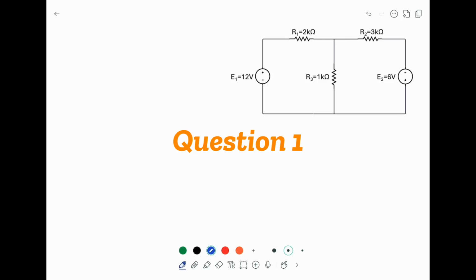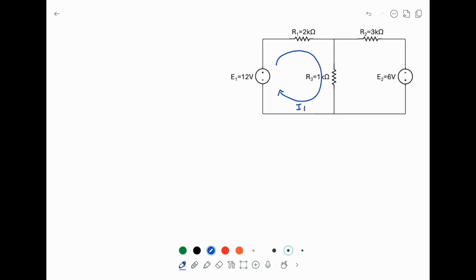In mesh analysis, we assume a mesh current running through a loop. You can draw this current clockwise or counterclockwise. Now, I decided I draw this one in clockwise. And this is mesh current I1. And this loop is loop 1.